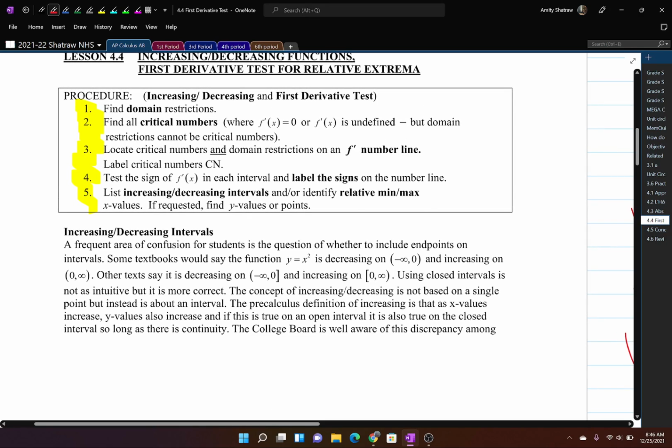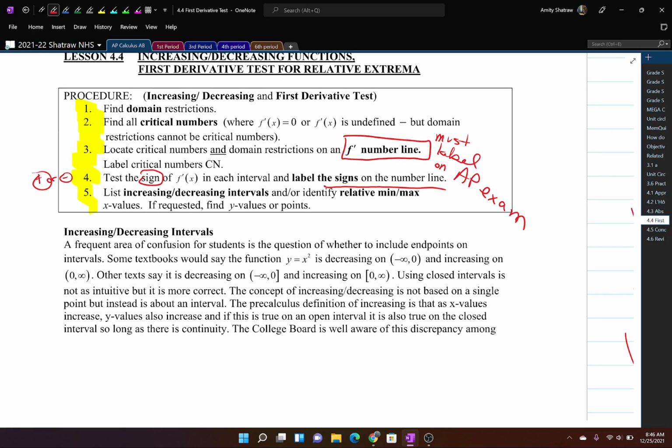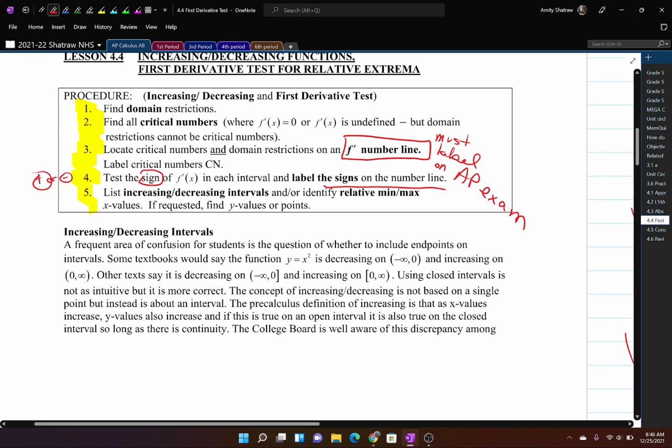So he says, find domain restrictions, find those critical numbers, and locate those critical numbers and domain restrictions on what he calls an F prime number line. And yes, you must label this. If you don't label it, they will not accept it as justification, and there are points given for justification. Test the sign, meaning is it positive or is it negative? Once we know, we can label those on the number line around those critical numbers. Listing increasing, decreasing intervals, identifying relative maxes and minimums should be pretty easy.